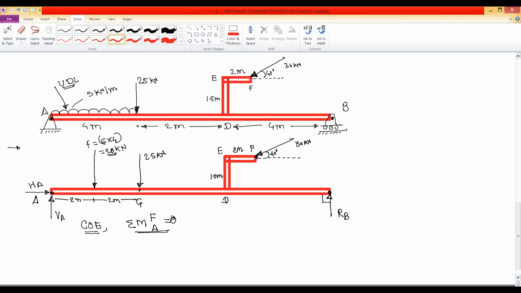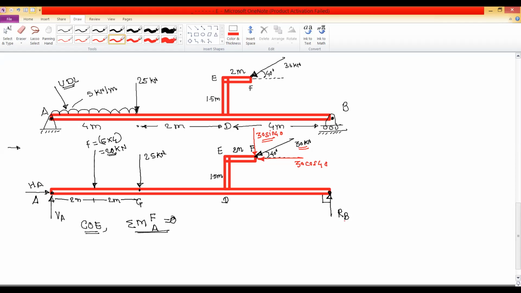So resolve this force at this point. This is the x component and this is the y component. So the x component of this 30 kilonewton is equal to 30 cos 40, and this is 30 sin 40. Okay, so now write down the equation for summation of moment.